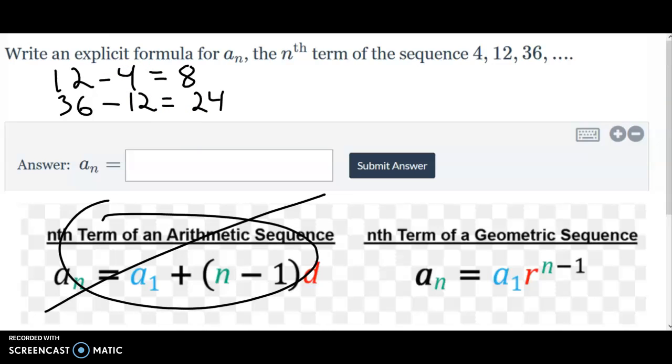So now we're going to check to see if it's geometric and find the common ratio. For the common ratio here, we're going to do the second divided by the first. 12 divided by 4 is equal to 3. And then the third divided by the second, 36 divided by 12, is 3. So we know that it's a geometric sequence. So we're going to use this formula over here on the right.